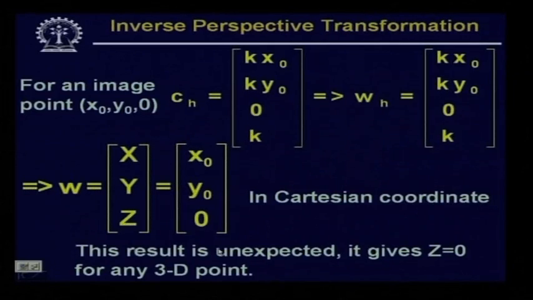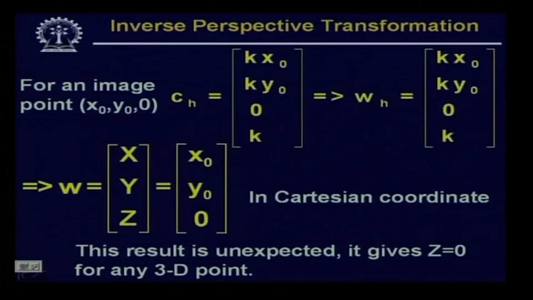Now, given this inverse perspective transformation matrix, assume an image point, say x naught, y naught, and we want to find out the corresponding 3D world point W to which this image point corresponds. The first step is to convert this image point x naught, y naught to the corresponding homogeneous coordinate, which will be obtained as kx naught, ky naught, 0, and then the fourth component comes as k. Here you find that the third component, or z coordinate, we have taken as 0, because what we have is a point in 2 dimensions, that is, on the imaging plane. So, we have assumed the z coordinate to be 0.